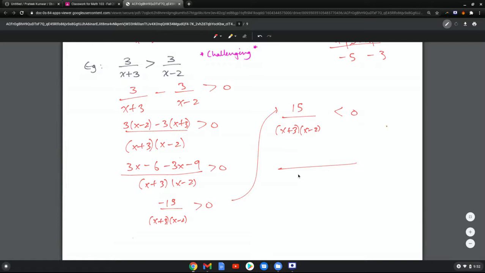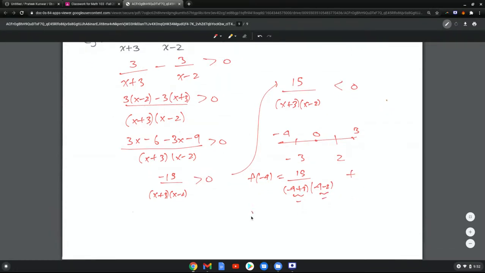Now you don't have anything in the numerator, but you still have two things in the denominator, so we use them. Pick the test points to be 0, 3, negative 4. Now f of negative 4 is 15 over (negative 4 plus 3)(negative 4 minus 2). This is negative, this is negative, so the whole thing is positive. f of 0 is 15 over (3)(negative 2), so it's negative. And f of 3 is 15 over (3 plus 3)(3 minus 2), both of which are positive, so it's positive.